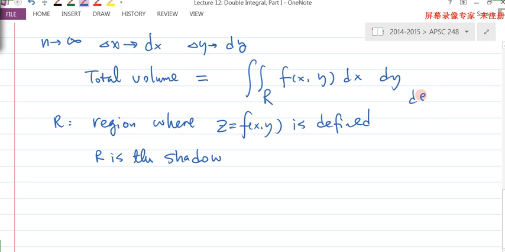Okay. So now here's the definition. All right. The whole question next is, what do we do? How do we calculate this thing here?